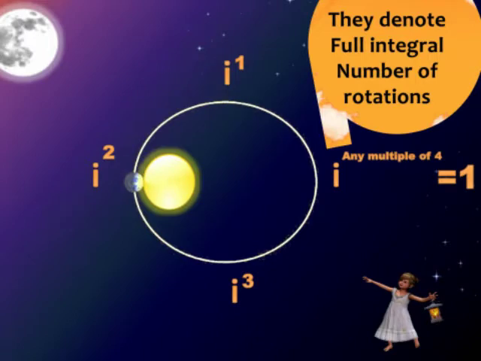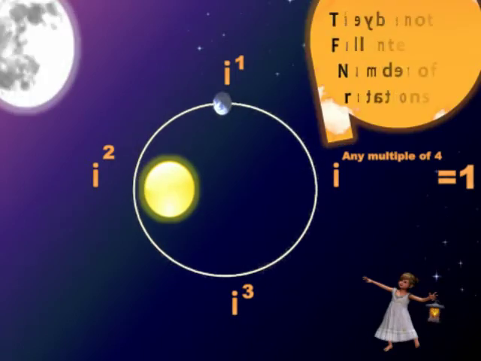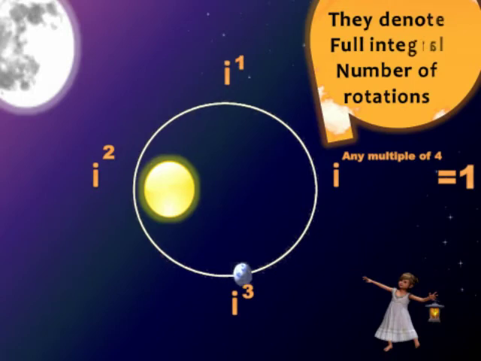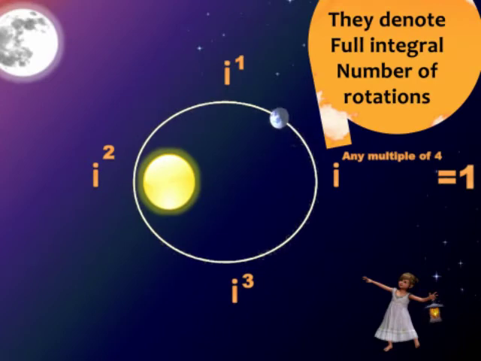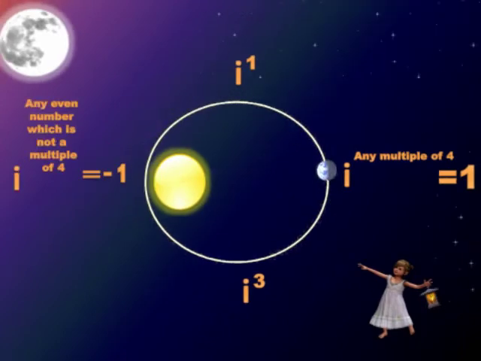The truth is that i raised to any multiple of 4 will be equal to 1 because it denotes a full integral number of rotations, that is, rotation by 360 degrees or 720 degrees, which is 360 into 2, 360 into 3, and so on. So i raised to any multiple of 4 like 8, 12, 16, 400, 800, 40,000, they all will come back to 1. i raised to 4 means complete rotations.